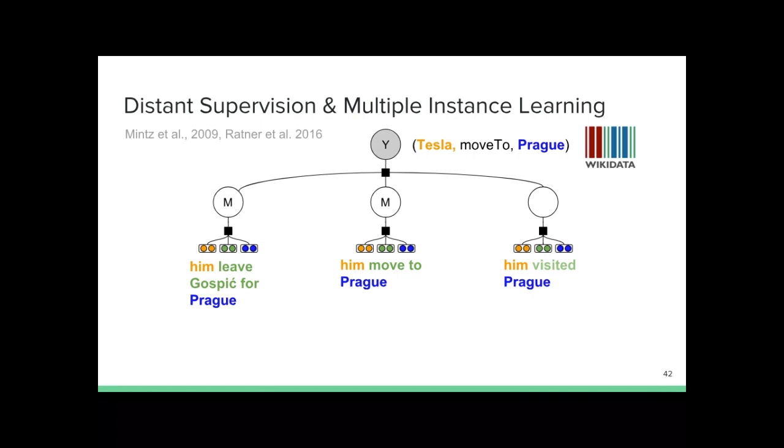Mincenau has some work on that, which is extremely simple. The simplest thing you can do is to say, if I see the label move to between Tesla and Prague, I'm just going to assume that every time I see Tesla in Prague, they actually are about the move to relationship. And then I just put an M and an M here. But if that's not about him moving to Prague, but visiting Prague, then you actually get a label error.